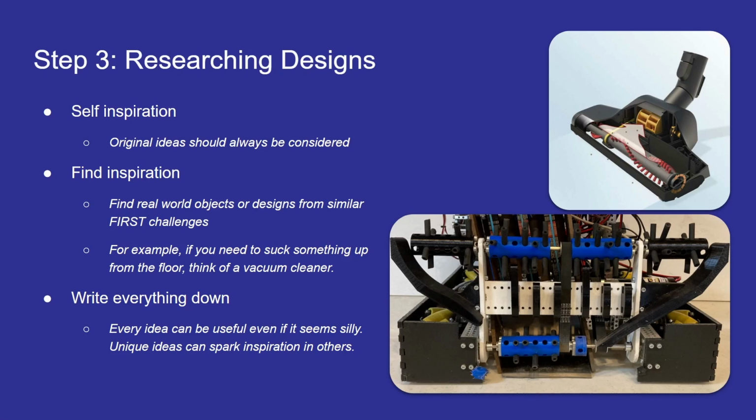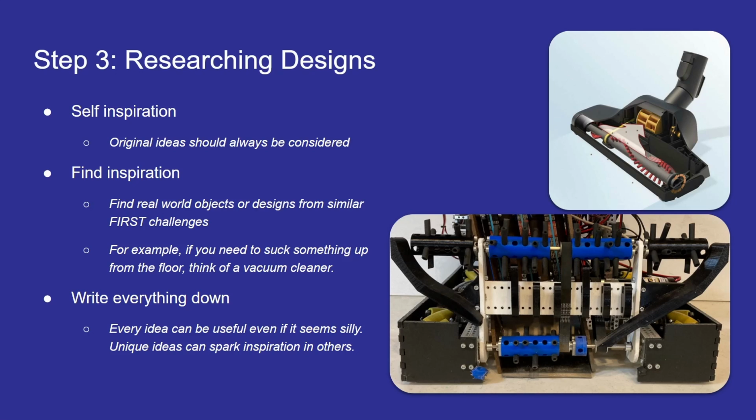An example of coming up with something from the real world is this intake mechanism that we used on the Ultimate Goal robot for our team. Our intake mechanism was based off of the intake found inside of a vacuum cleaner. It was just an idea that we came up with for collecting minerals off the ground, and it ended up working well.